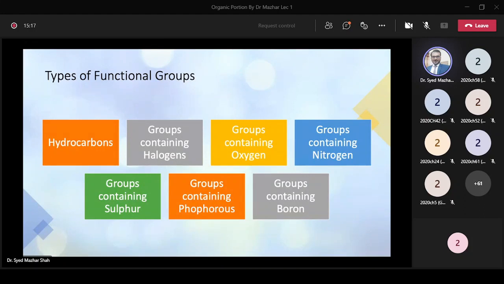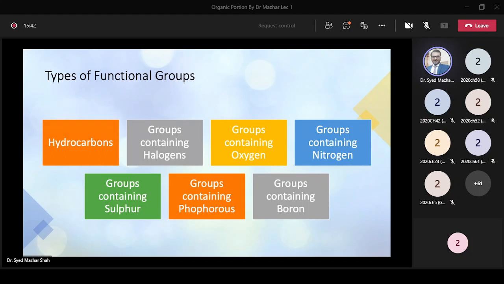Then moving on, we can also have groups with halogen compounds, from fluorine to iodine. Any such element can be present, making a single bond with a carbon atom. These types of groups containing halogens, we usually call alkyl halides.